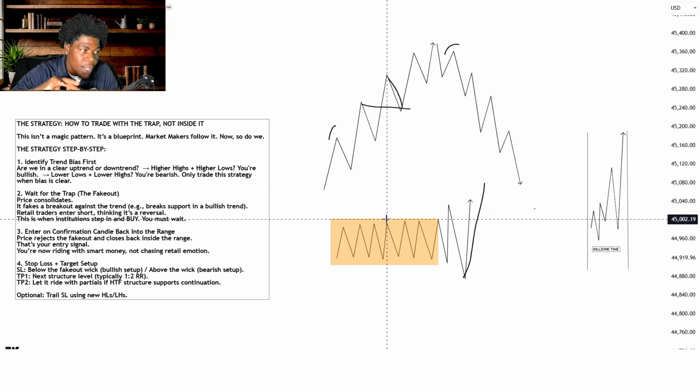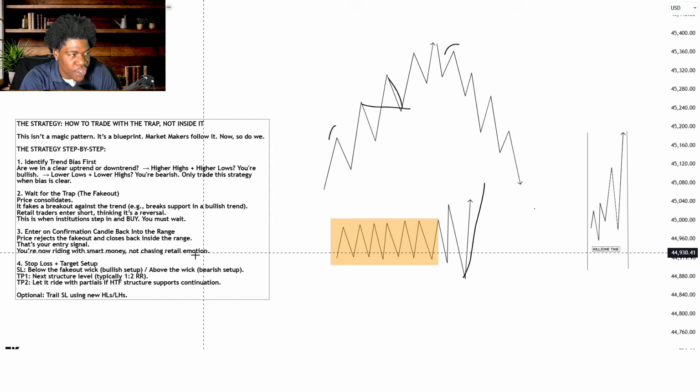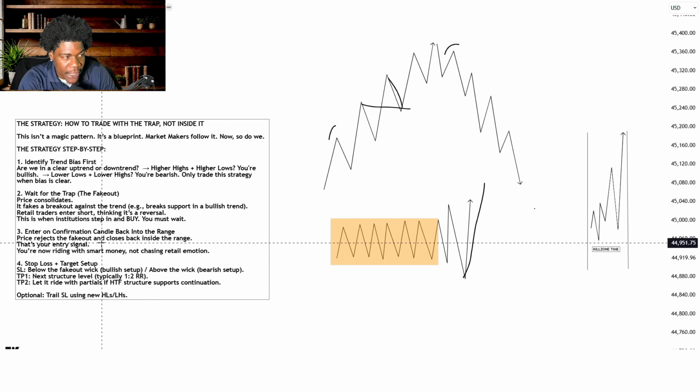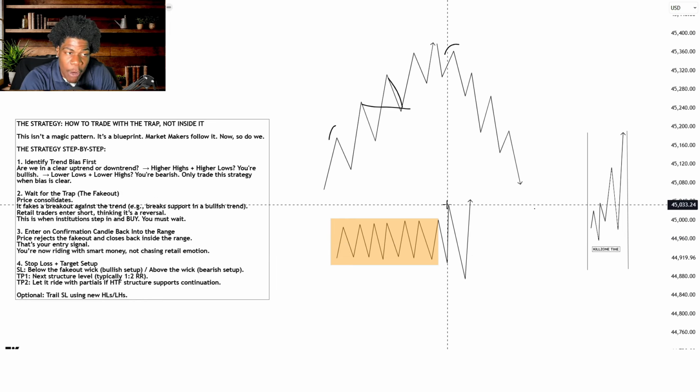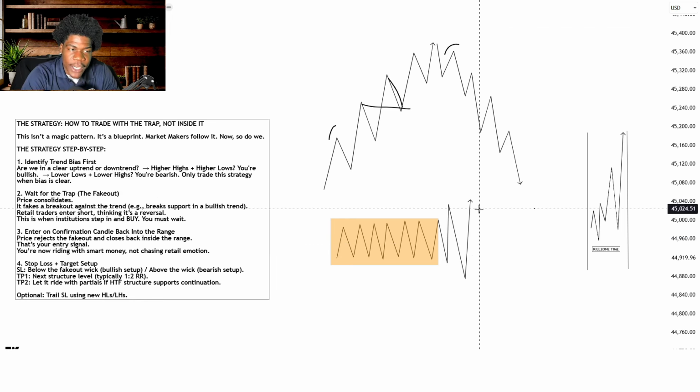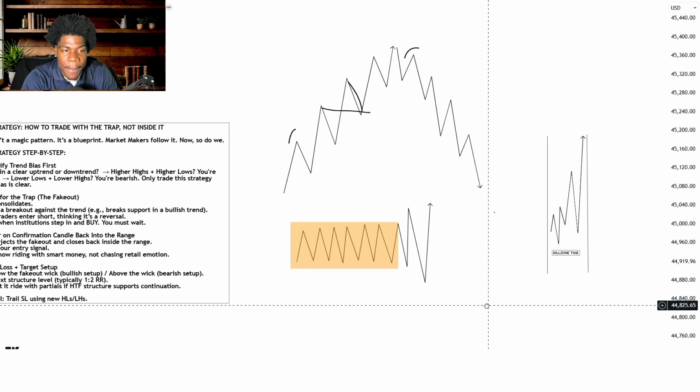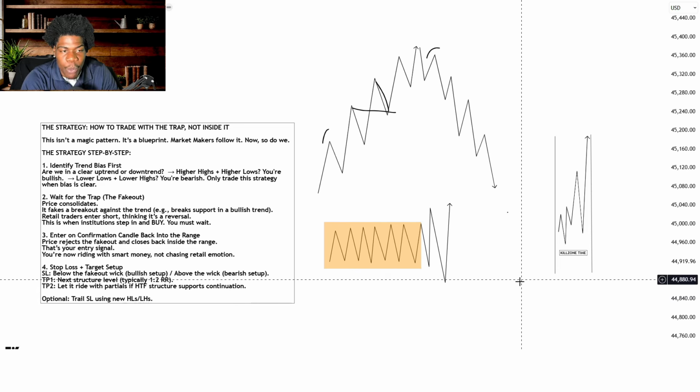And then number 3 is that we enter on the confirmation candle back into the range. Price rejects the fake out and closes back inside the range. This right here is your entry signal. You're now riding with smart money, not chasing retail emotion. After we get our market structure shift, this has confirmed our trend reversal. This is where now we wait for our pattern to show during our kill zone time.